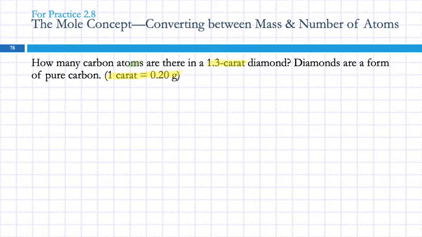Number of atoms. Okay, so let's write down what we've got, what we're given. 1.3 carats, and 1 carat equals 0.20 grams. And then over on the right, we're trying to find atoms.